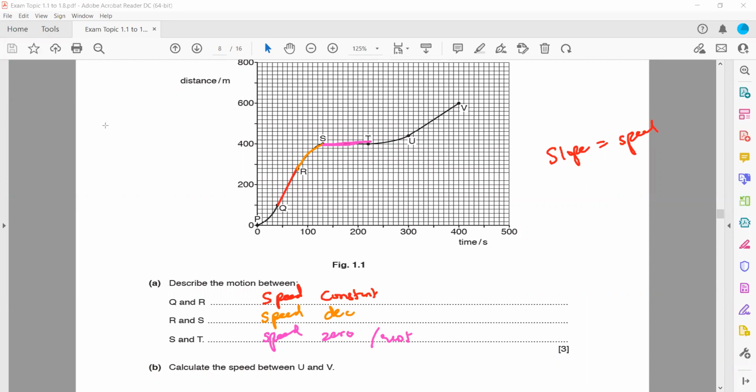So if it is a straight line, it means constant slope. If it is a horizontal line, it means slope is zero. Or slope can increase in this manner, or slope can decrease. So these are the four possibilities, the shape of the graph.